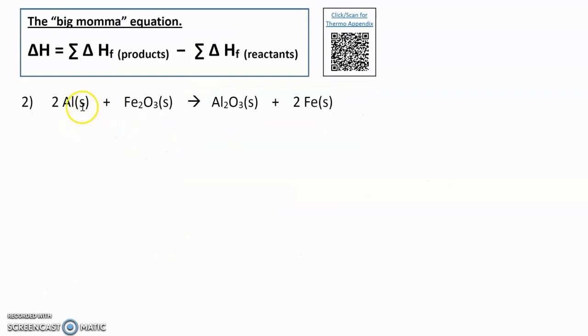Problem number 2 here, we're going to do the same thing. We're going to look up the heat of formation values for all of these substances, and then we're going to do the sum of our products minus the sum of our reactants. So back to our heat of formation values in the appendix. Again, scan that QR code if you need it.